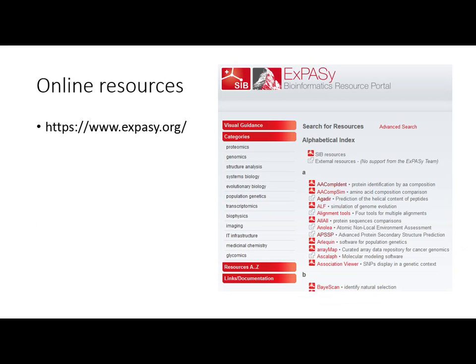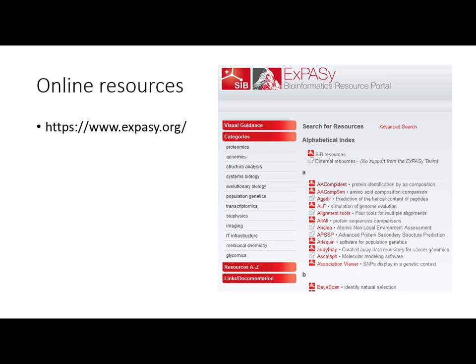Here's an online resource. If any of this is interesting to you, there's a website called expasy.org, and you can find tons of programs. You can find BLAST on this website. You can also find programs to analyze protein structure or genome mapping, proteins, genes, whatever you want. If you're bored on a Saturday night sometime, you can just browse through it.